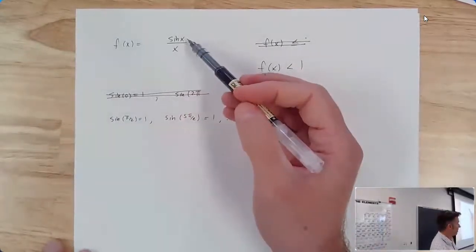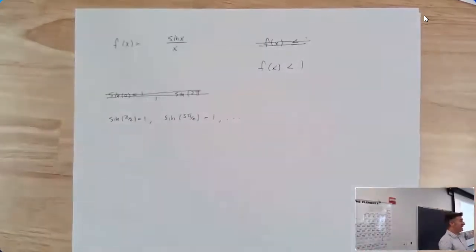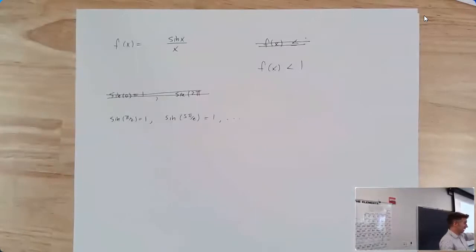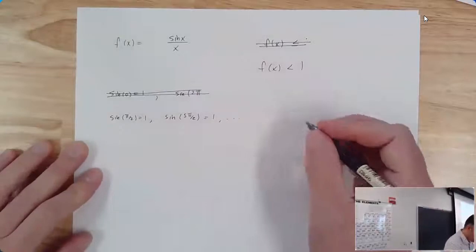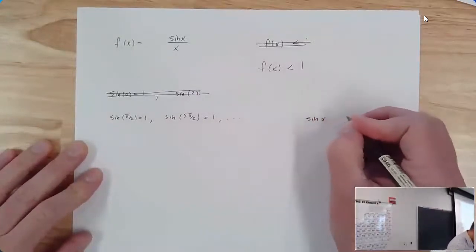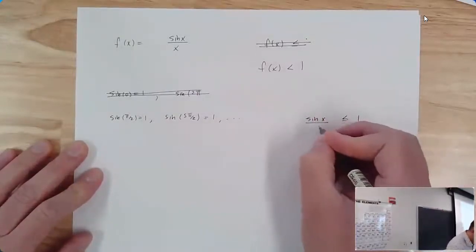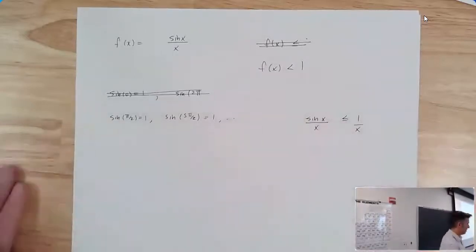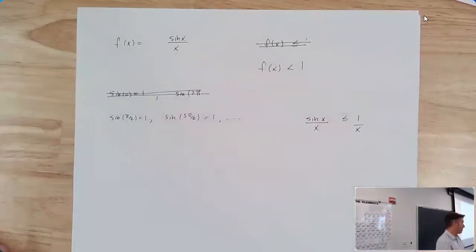But if I plug in a value, and 1 is the biggest sine can ever be, right? There's no larger value sine can ever be. So the top is definitely less than or equal to 1, but I'm dividing by x. So unless you happen to be able to plug in 1 and get it to work, it's not going to work.